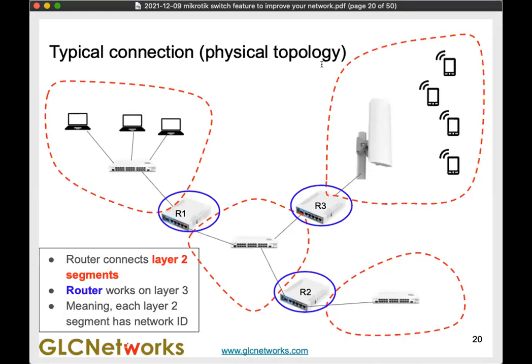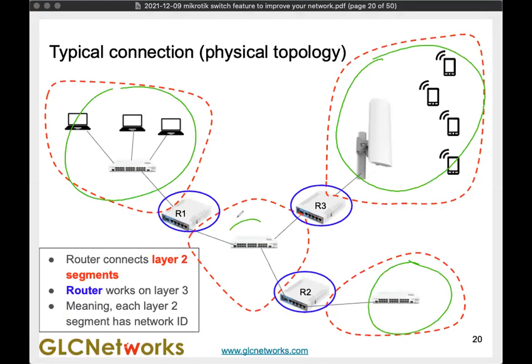We know that also with the physical topology, we have a difference between layer 2 and layer 3. So here is layer 2, the red one over here. And then the layer 2 segments are connected through a layer 3 device here. The router works on layer 3, but the others work on layer 2, and they're connecting to each other.